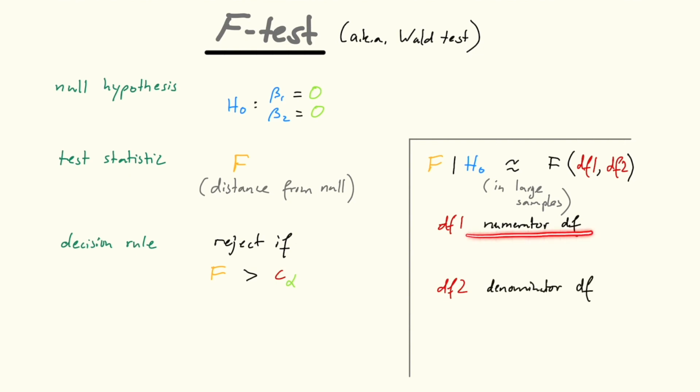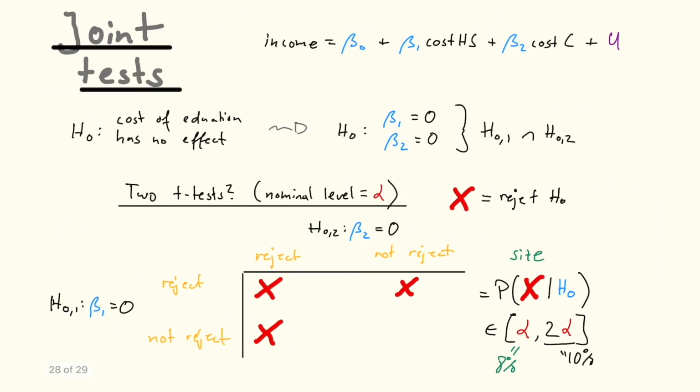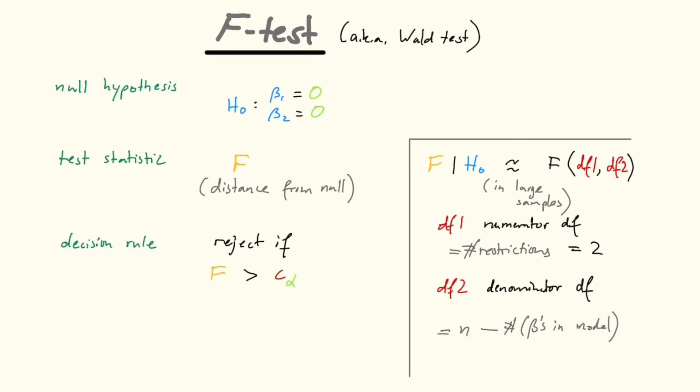The numerator degrees of freedom is the number of tested restrictions. In this example, we are testing 2 restrictions, so this number is 2. The denominator degrees of freedom is the number of observations in our sample minus the number of betas in our model. In our example, we have 1, 2, 3 betas, 1 intercept and 2 slopes. So the number of betas is 3 and our denominator degrees of freedom is n minus 3.